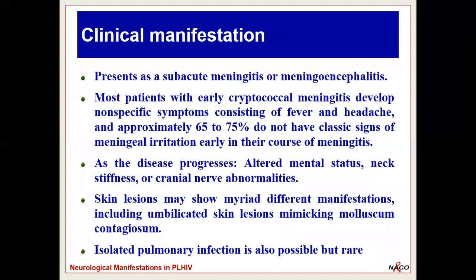The primary manifestation is cryptococcal meningitis, which presents as subacute meningitis or meningoencephalitis. Most patients with early cryptococcal meningitis develop non-specific symptoms, fever and headache, and approximately 60 to 75% do not have classic signs of meningeal irritation. That's why it is important to keep it as a syndrome and then screen for the disease. As the disease progresses, you can have neck stiffness or cranial nerve abnormalities. Also, as we saw in the case before, skin lesions are possible, and those are typical umbilicated lesions that can very well mimic molluscum contagiosum. You can also have isolated pulmonary infection, so pulmonary cryptococcosis, but that's quite rare. Next, please.